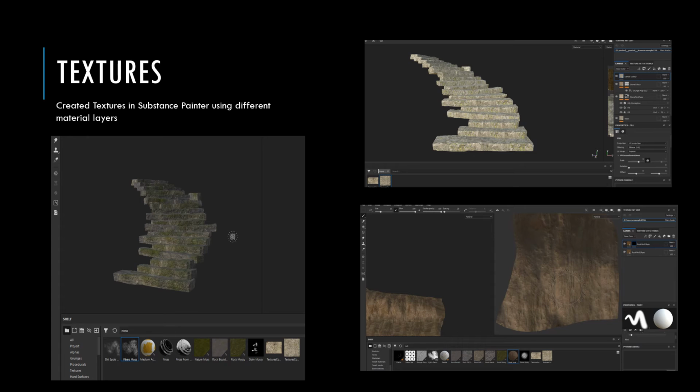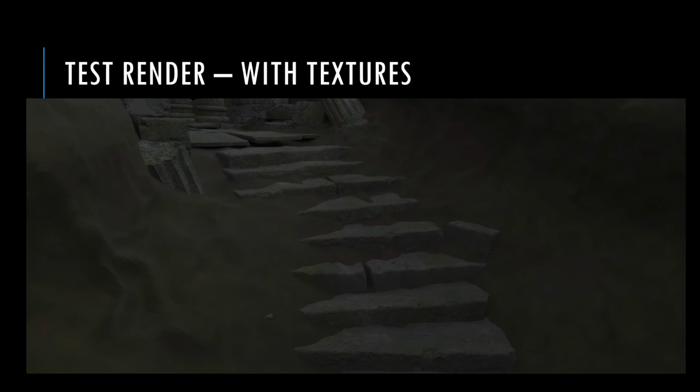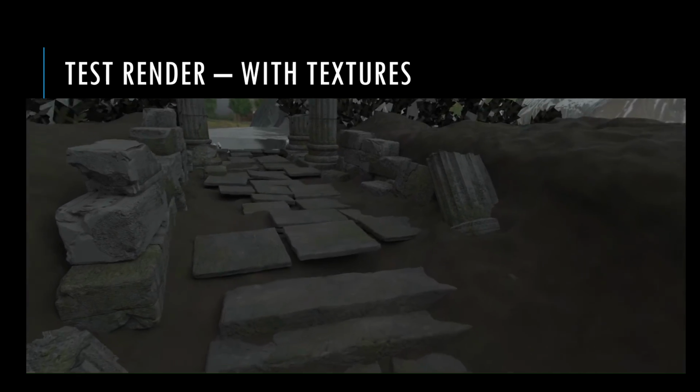I also began texturing my assets. I brought my UV unwrapped modeled assets into Substance Painter and began layering different materials such as rock and moss to create a texture I could export into Maya. I did a test render with the textures included.